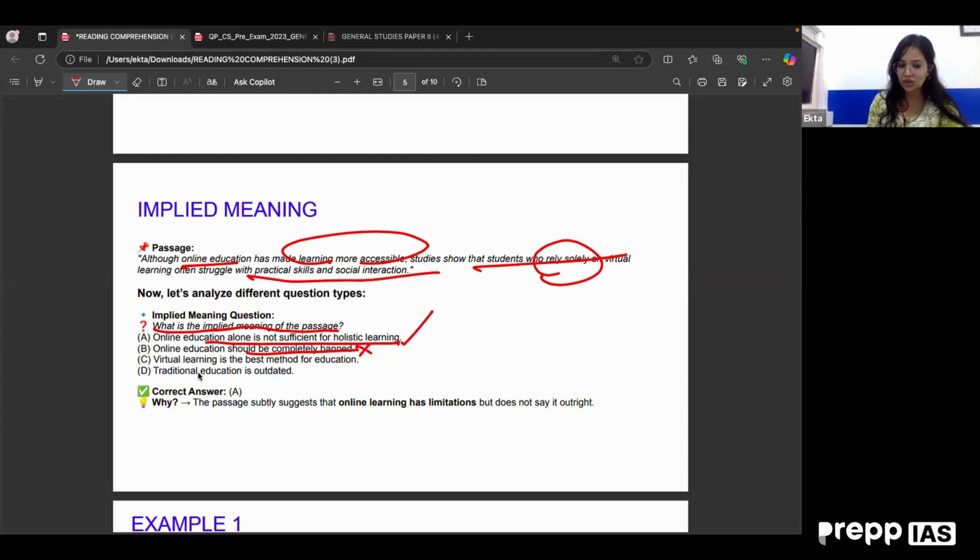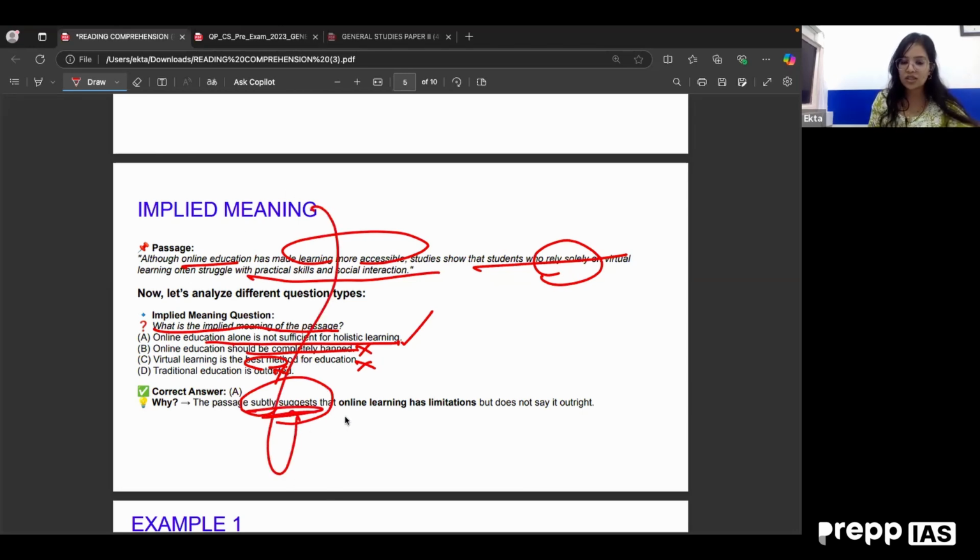Now online education should be completely banned. क्या मैं इसको ignore कर सकती हूँ? Right, it's an extreme option. Virtual learning is the best method, definitely I can say no, because यहाँ पर already virtual learning की limitations की भी बात की गई है. Okay, traditional education is outdated, nowhere it has been said. In fact, अगर मैं passage के second part को देखूं तो they are actually saying that traditional education has to be there with the virtual education. So the important keyword is subtle suggestion from the passage is the implied meaning of the passage.